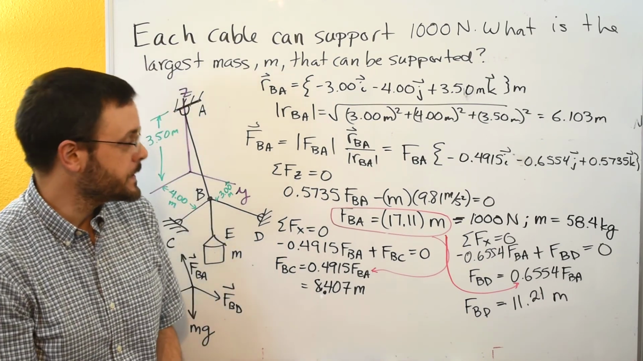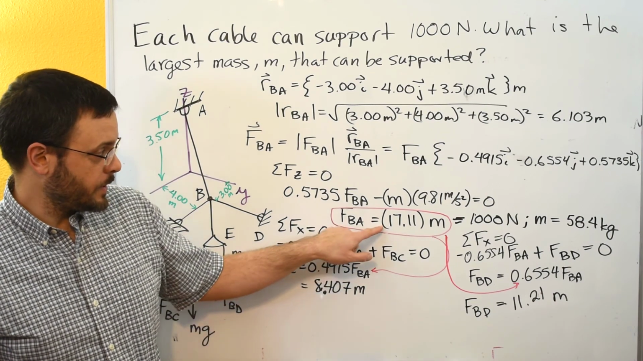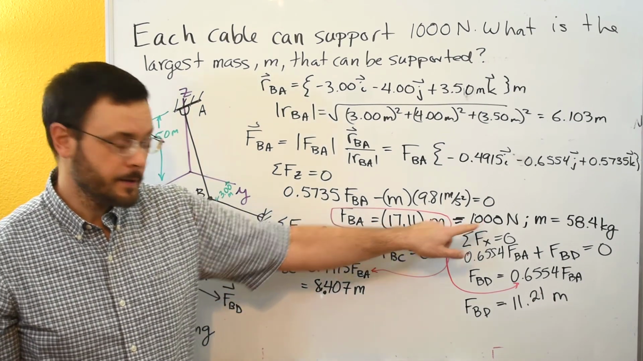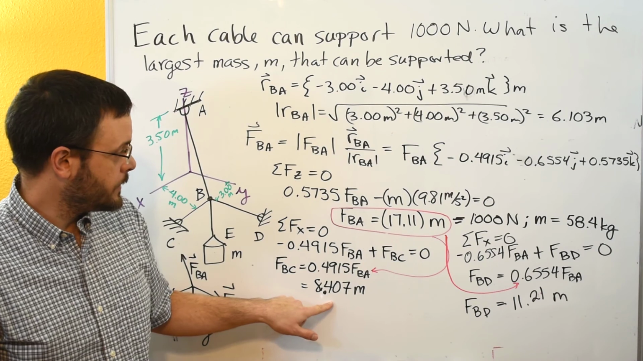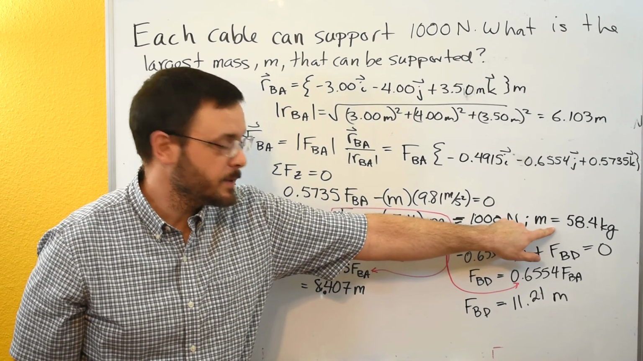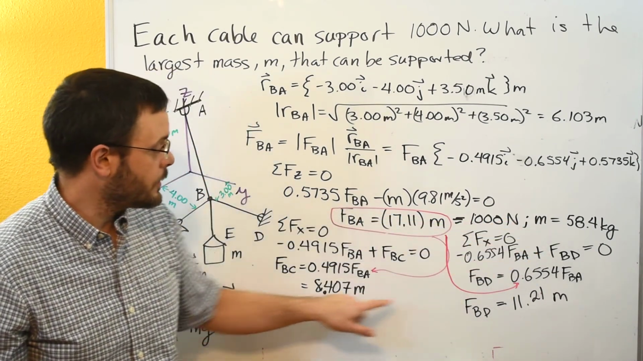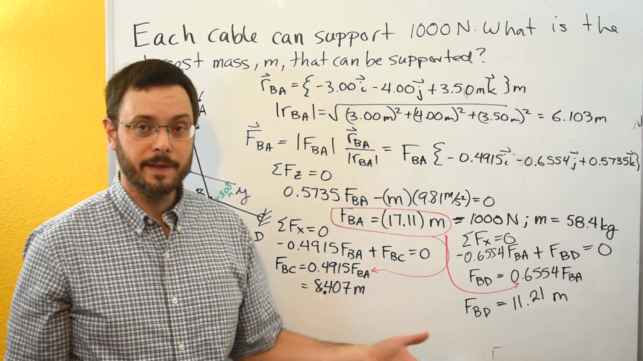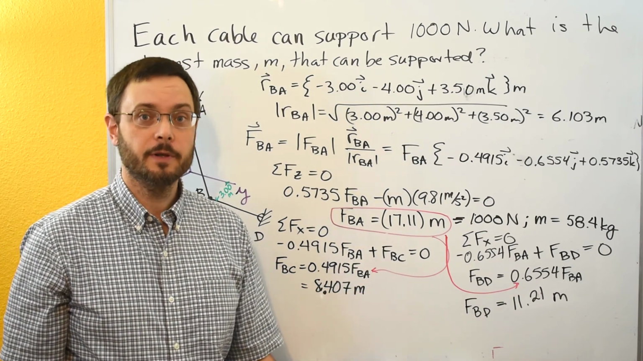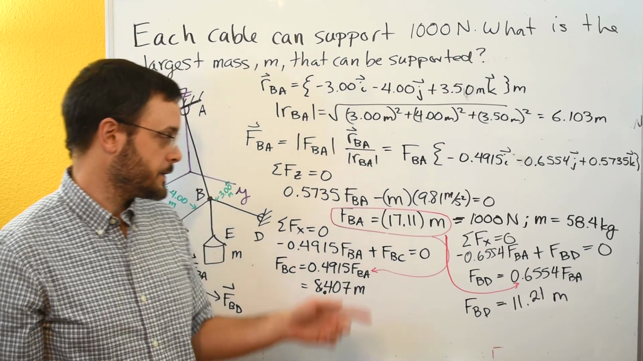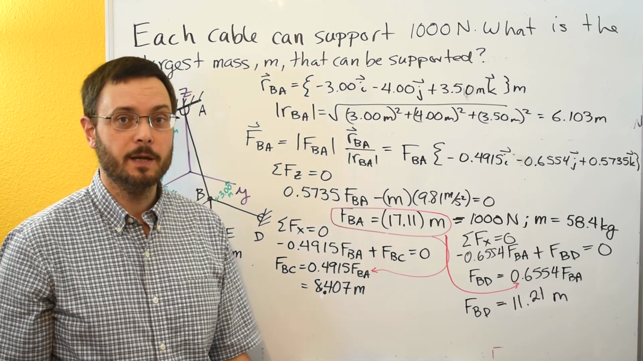You can go through as an exercise, and once you calculate FBA as being 1,000, plug it in here, and once you calculate the M as being the 58.4, plug it in here, and you'll see that both of these two are less than 1,000, and that's perfectly acceptable for them to be less than 1,000 as long as one of them is at the max, is at 1,000.